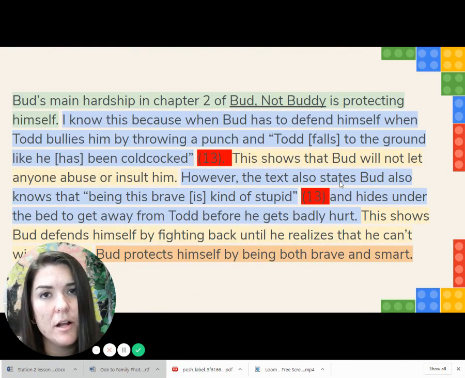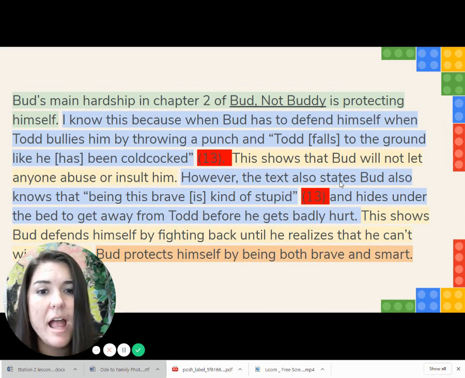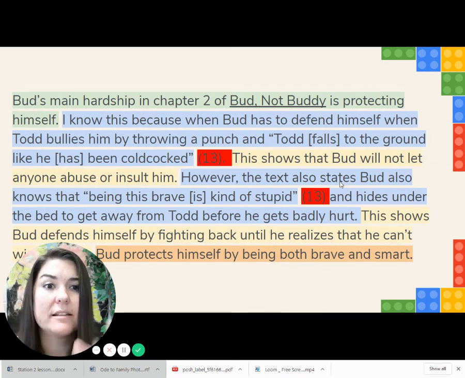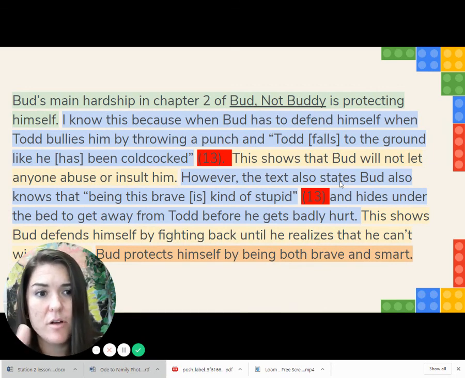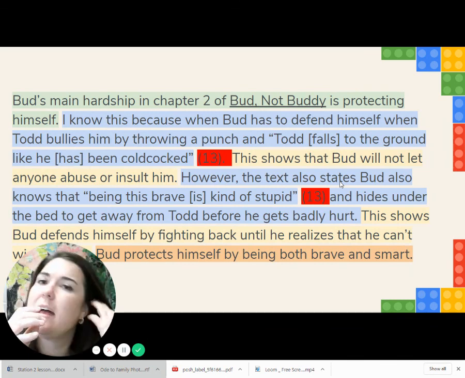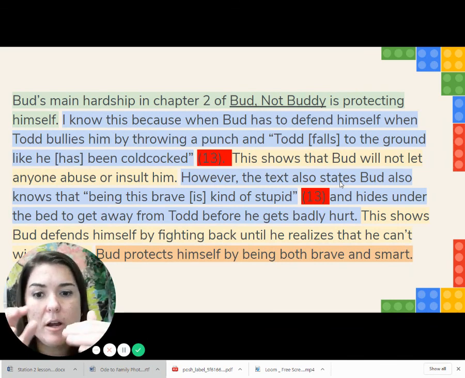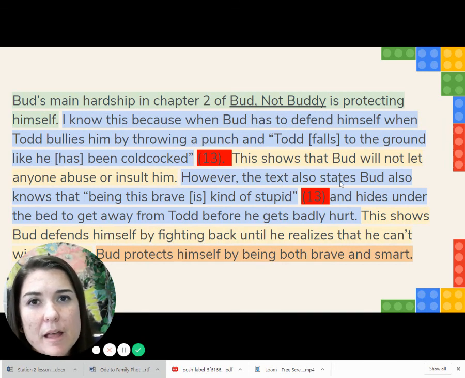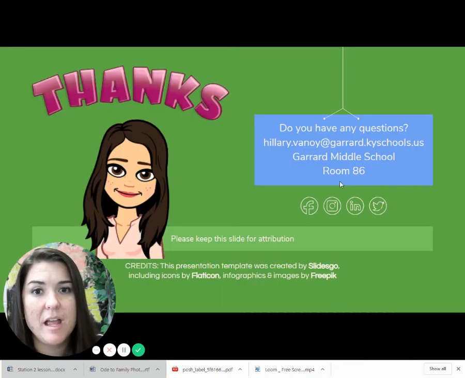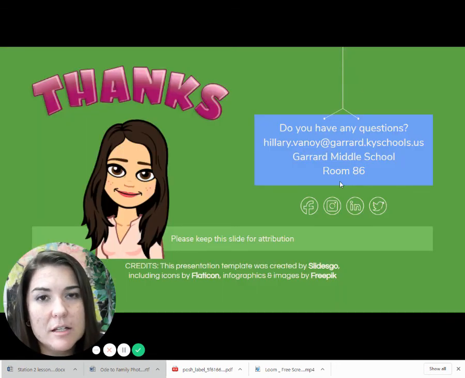Here's another way I've color-coded it to remember. Topic sentence goes first. I know this because, and then I quote from the text evidence. And then again, I start out by saying, however, the text also states. I have that text intro, and I tell another piece of evidence that supports the idea that it's hard for him to protect himself. And then in orange, I restate it by saying Bud protects himself by being both brave and smart.